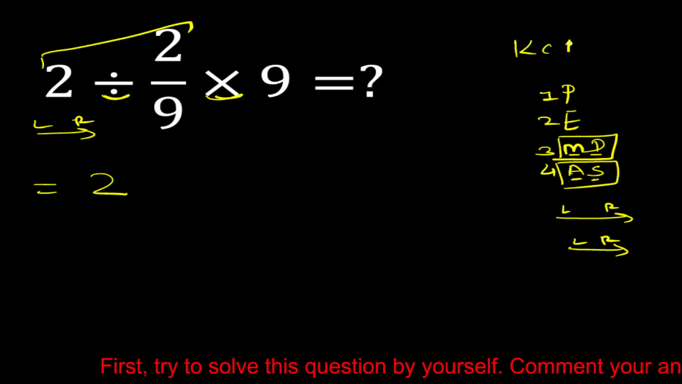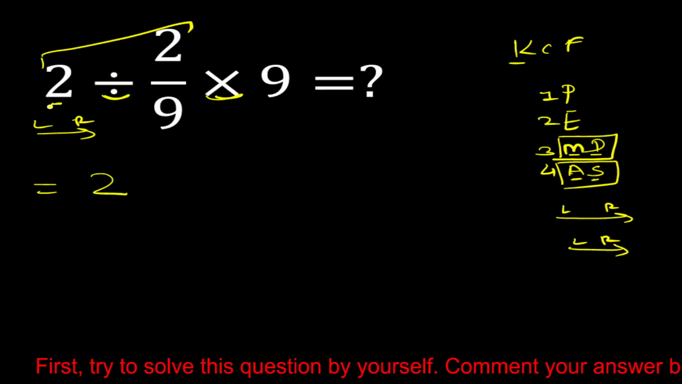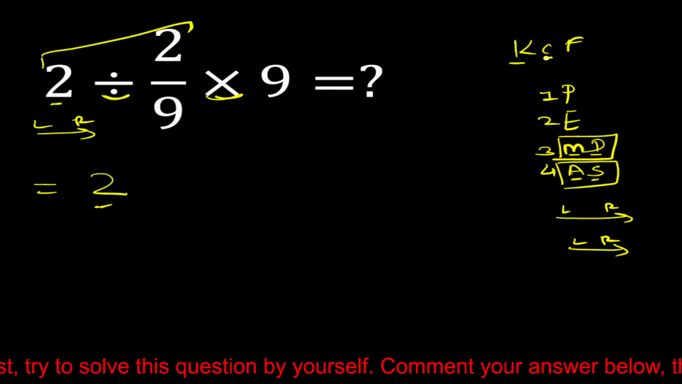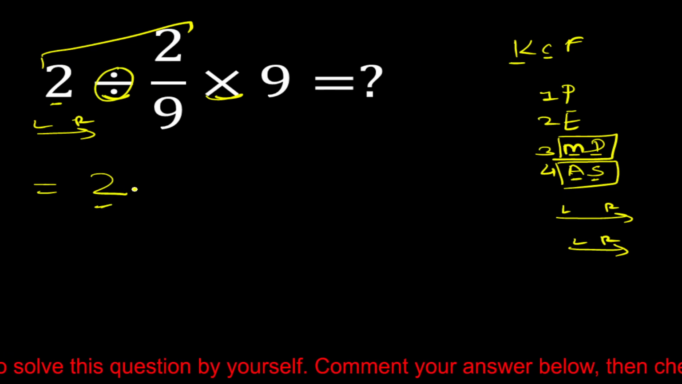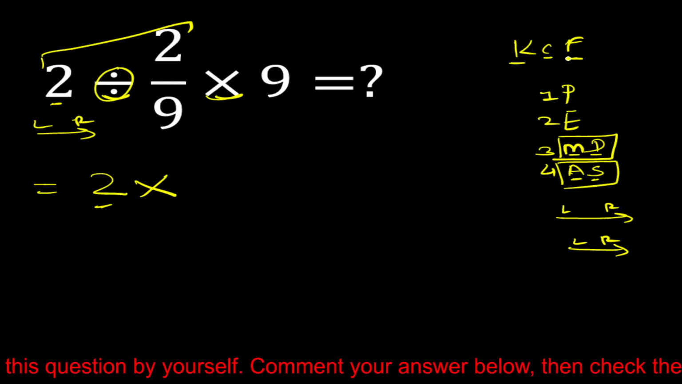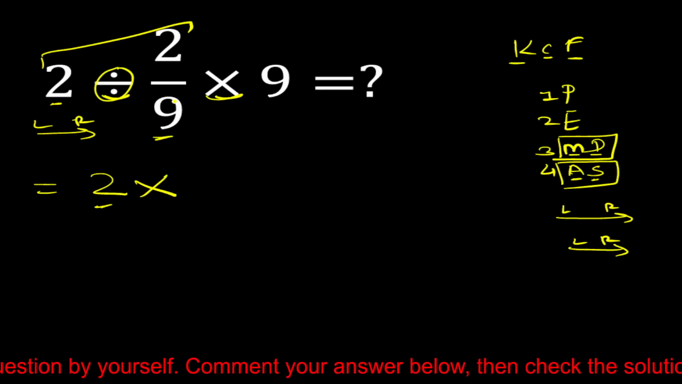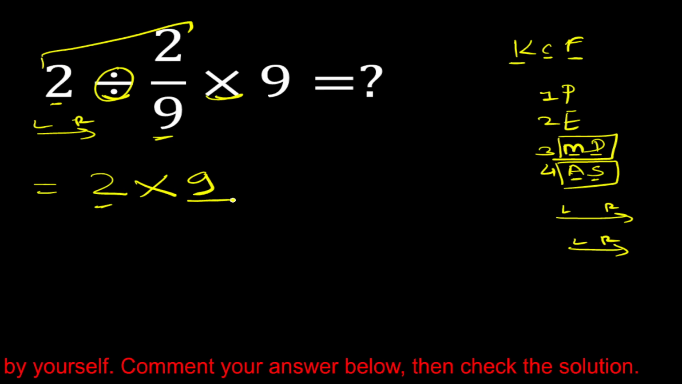Now according to KCF rule, K means keep this 2 as it is same. C means change this sign from division to multiplication. And F means flip this last fraction. 2 by 9 is equal to 9 upon 2.